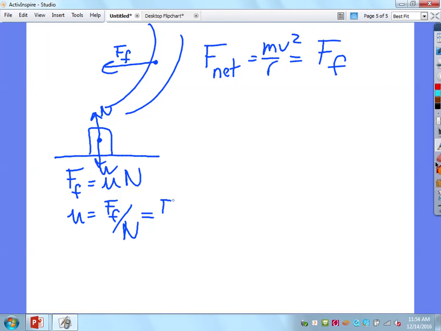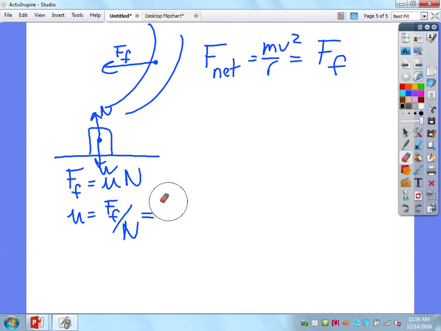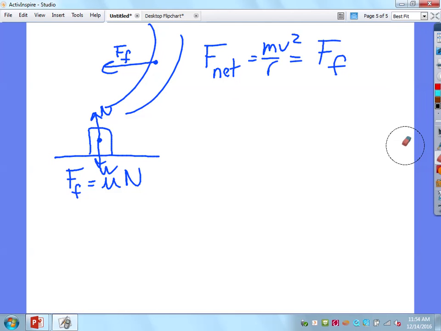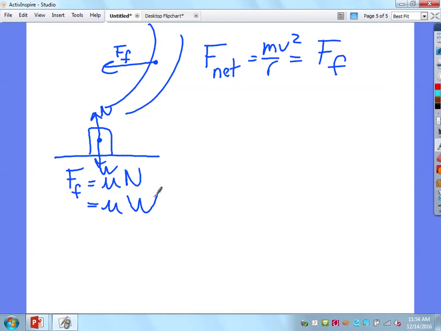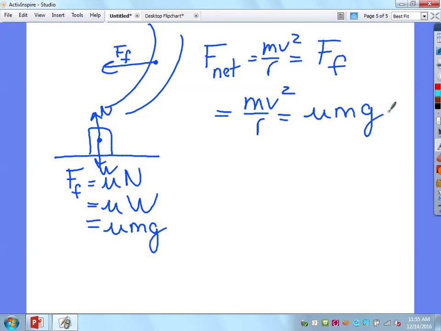Let me rewrite this. I'm doing this kind of a silly way. I didn't need to change it from this. Leave it as my first formula. Frictional force equals mu N. So this would be mu times W, which would then equal mu mg. So now you have an equation of mv squared over r equals mu mg. This would be your starting point for any skidding problem. I'm trying to solve for mu.